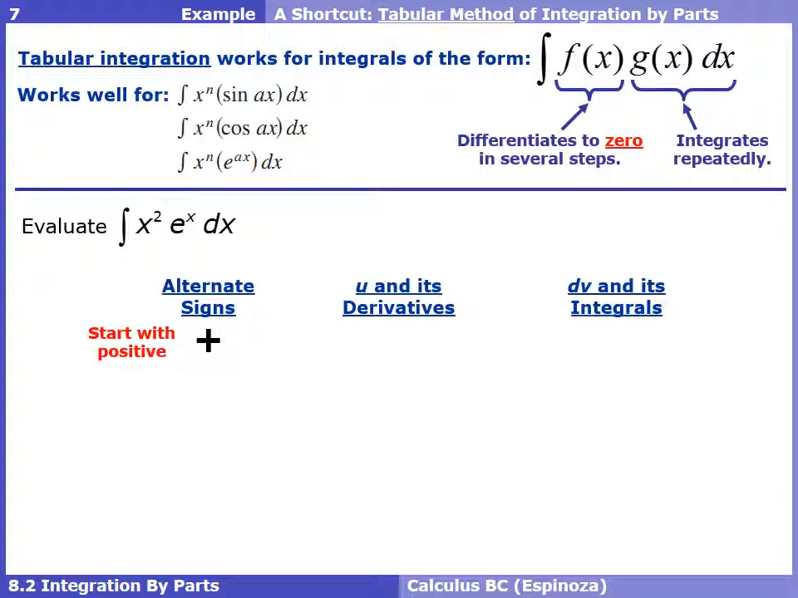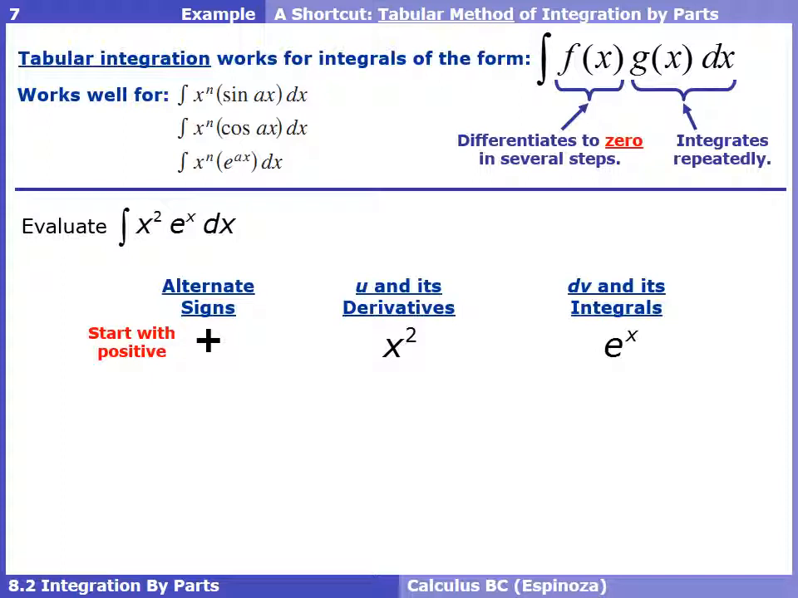Always when you're doing this tabular method, you're going to start off by putting a plus sign first. Then u and dv. Again, u needs to be the thing that's going to eventually become 0 when we take derivatives. So of course in this case, that's just the x squared. The thing that's going to integrate repeatedly and never become 0, in this case, will be the e to the x part.